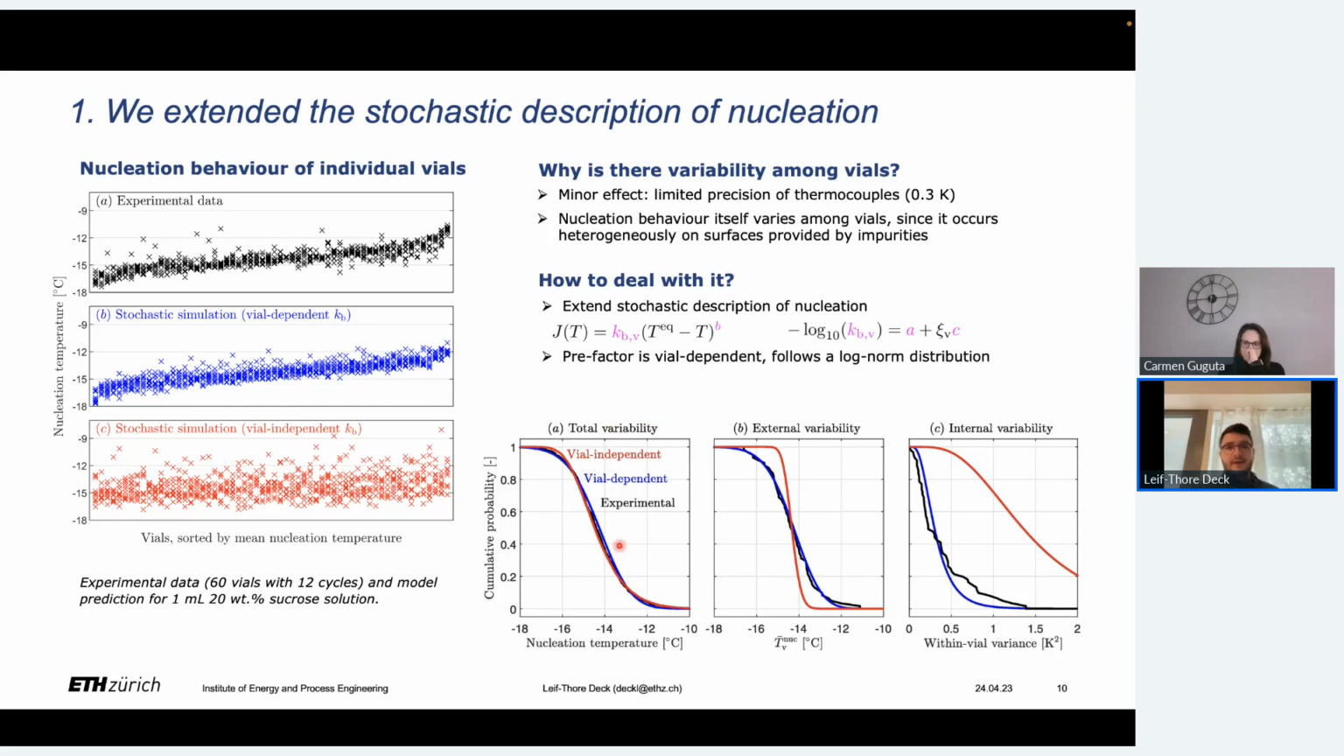So this shows us that this fraction of nucleated vials versus nucleation temperature is not sufficient to really optimize these parameters. What we have to look at as well is what we call the external and the internal variability, which is basically how much spread in nucleation temperatures we have between vials and within vials. In both cases, the vial dependent model in blue provides a much closer description. So we can really say that we have a superior agreement with this extended model.